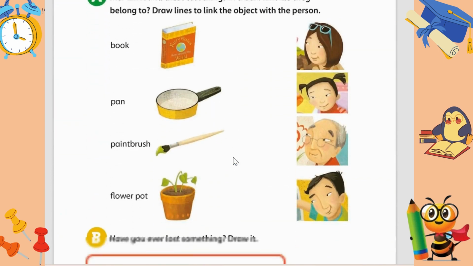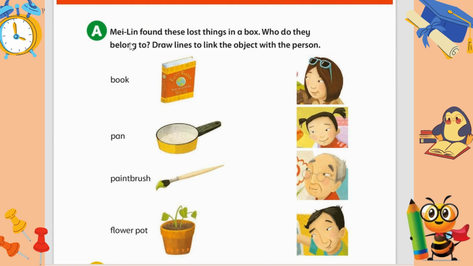Okay, so I told you guys to remember what they are doing. So let's start with our first exercise of this. There is a book, a pan, a paintbrush, a flower pot. Mylene found these lost things in a box. What do they belong to? Draw lines to link the object with the person. So just now we went through some pictures, and they are doing specific things. So we have to tell what person was doing what thing. So we have a book, a pan, a paintbrush, and a flower pot. There is a mom, a Mylene, a grandpa, and a dad. So what they were doing, we have to tell.